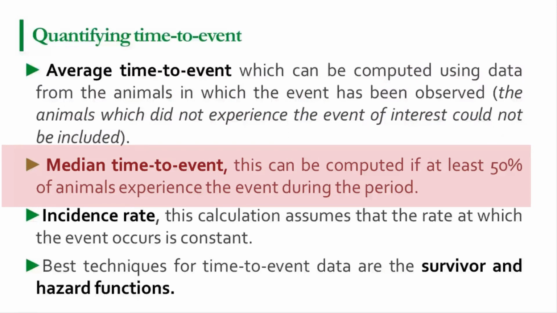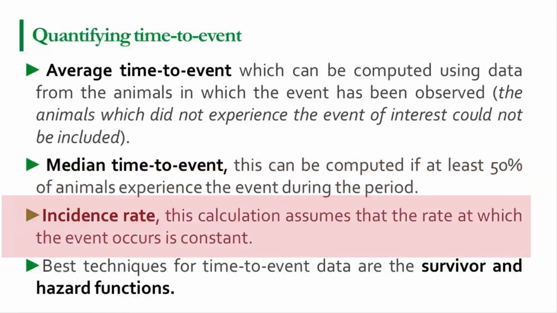Another measure would be the median time to event. This is much better because it's not affected by extreme values. But on the other hand, it can only be computed if more than 50% of the animals experience the event of interest. Then another way would be to use the incidence rate. The incidence rate assumes that the rate is constant over time, but that's not the case in reality, because rates change due to different factors.